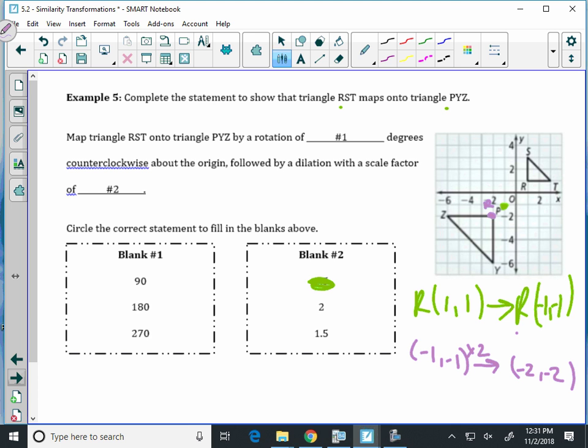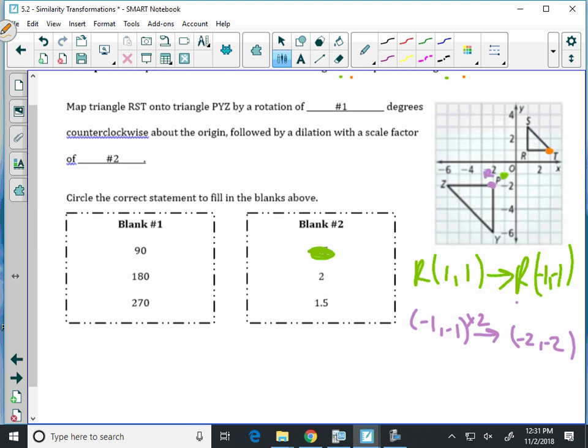Okay, sometimes I like to throw ones in there that throw you off. So I'm going to pick another point. I'm going to pick T. And T, what point is T supposed to map up with? T is supposed to map up with Z. They're both written last. So let's do the same thing. We're going to do 180 and then a scale factor of 2 and see if it works. And if it does, then that's going to be our answer.